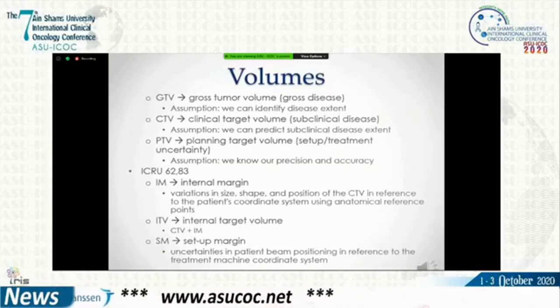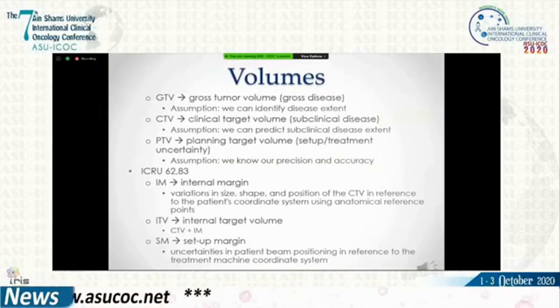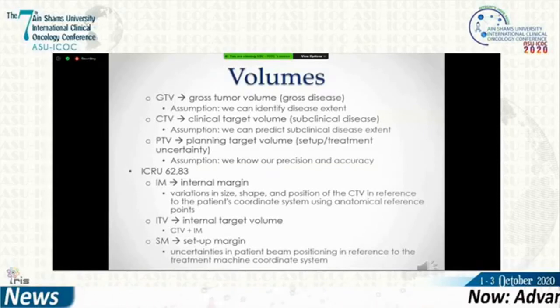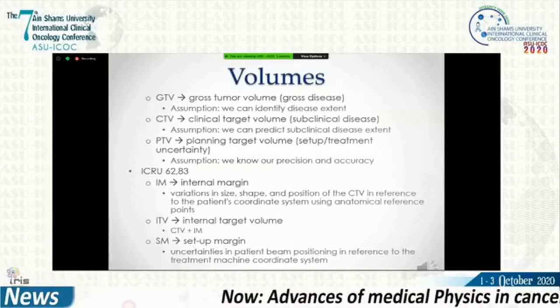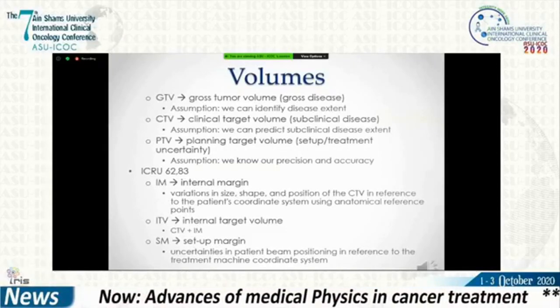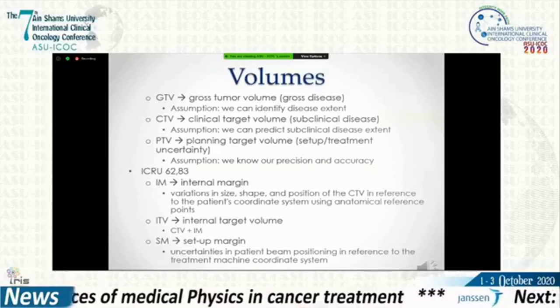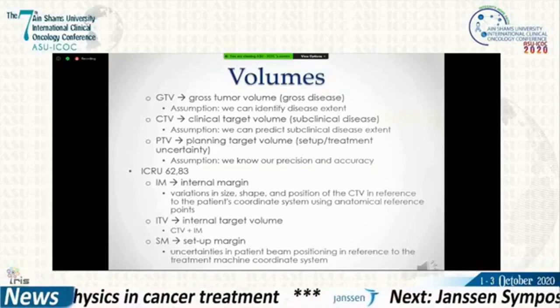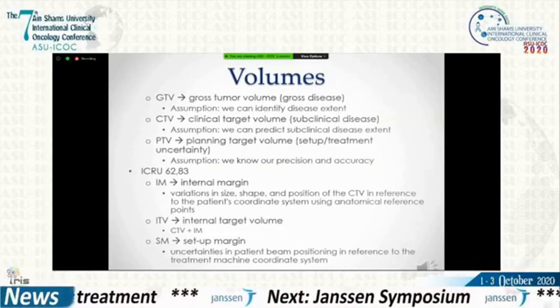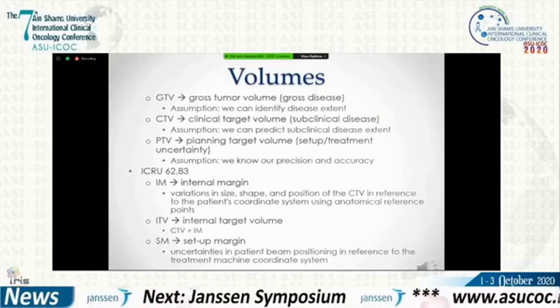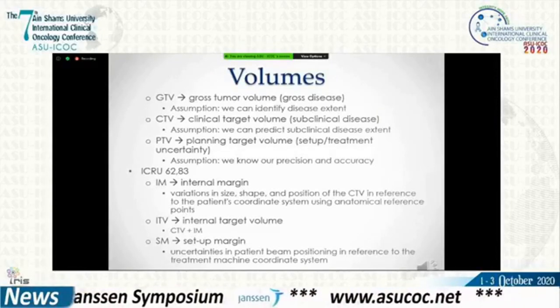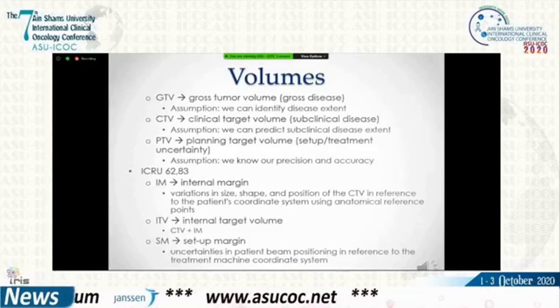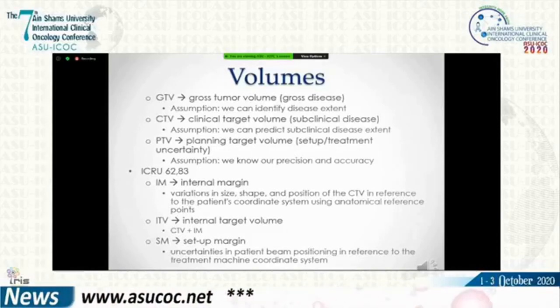In terms of target definitions, we are all familiar with this. For gross target volumes and clinical target volumes, we assume elective identified disease extended, both gross and subclinical disease. The planning target volume defines our level of uncertainty in the setup and delivery, and we just assume we know our precision and accuracy.